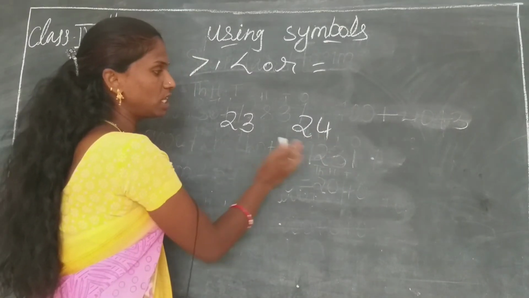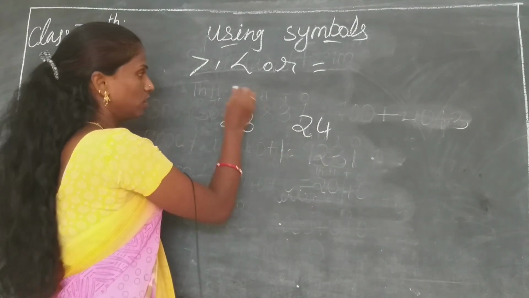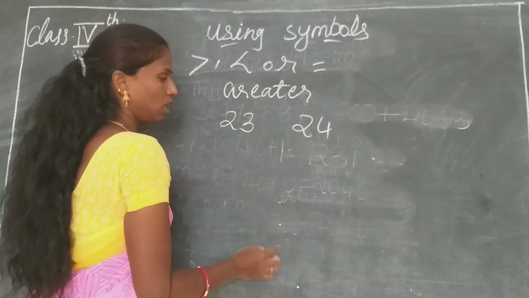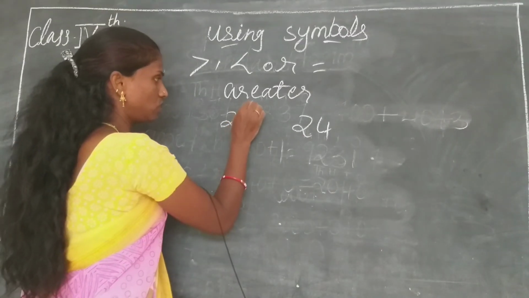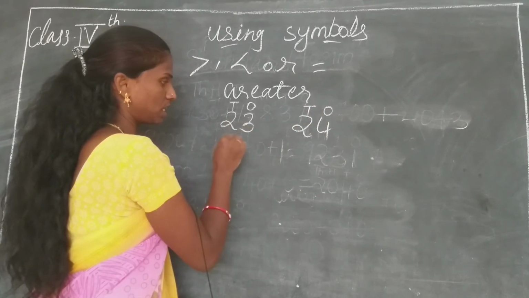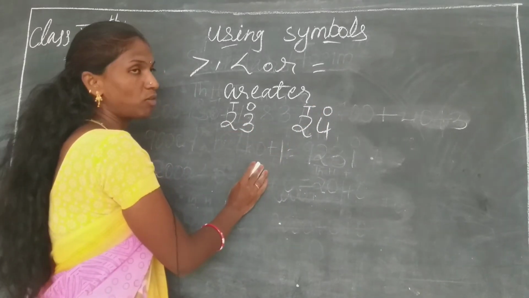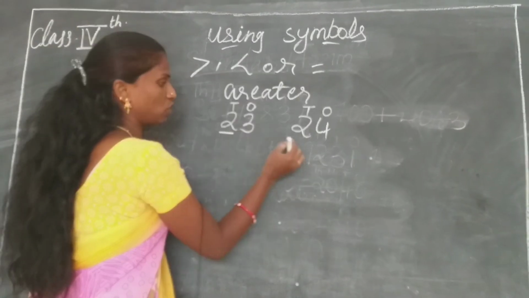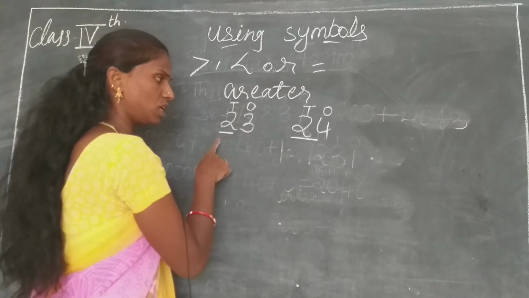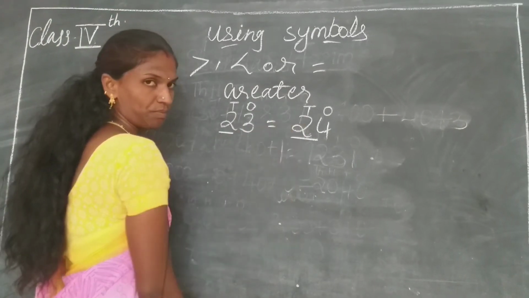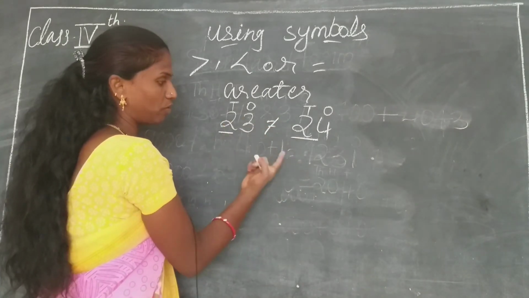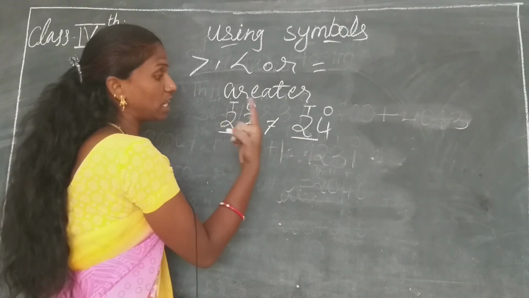Among these two, which one is greater? So here first we will arrange the place values. Ones, tens. Ones, tens. Only 2-digit numbers are there. So you have to first compare the first digit of the number. Here 2 is there, here 2 is there. So it is equal. No, it is wrong. Only 2 is not enough. We have to check in another place value.